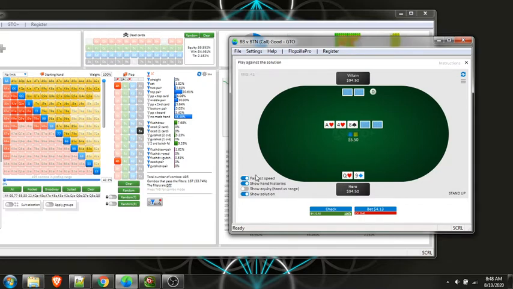Queen high. Not very good equity here. 30%. Check fold.